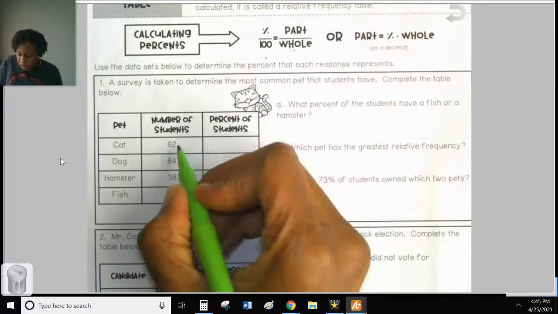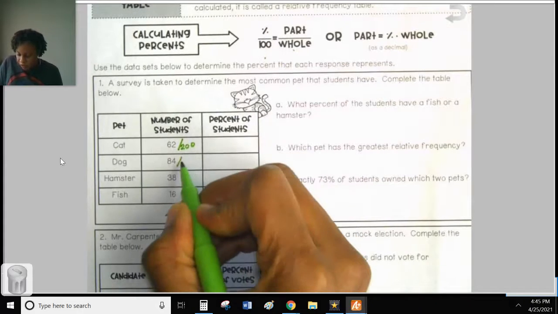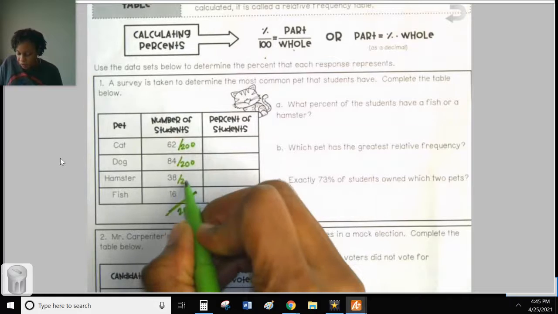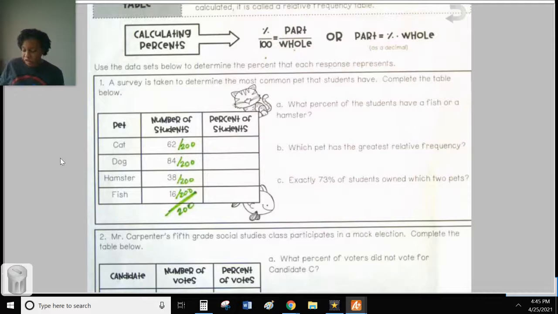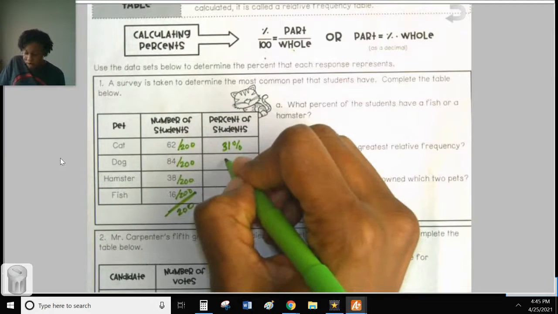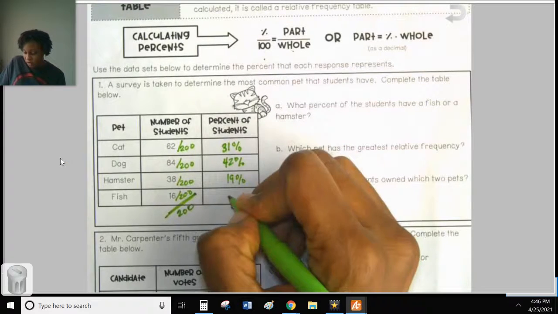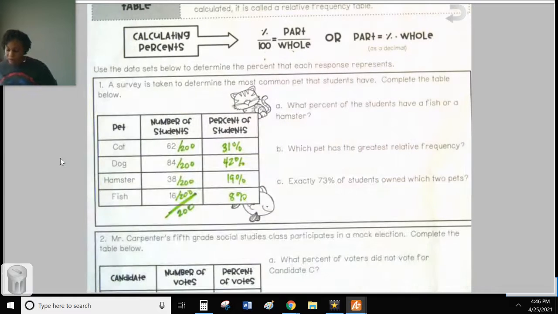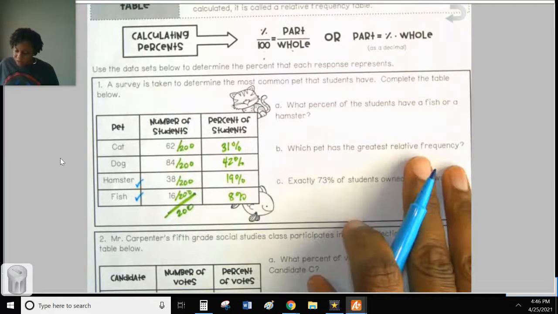So here I would be dividing 62 out of 200, 84 out of 200, 38 out of 200, 16 out of 200, my part out of my whole to get my percentages. So I did these ahead of time. This is 31%, this is 42%, this is 19%, and this is 8%. Okay, what percent of the students have a fish or a hamster? A fish or a hamster, so that means hamster and a fish. What percent of the students have a hamster or a fish?